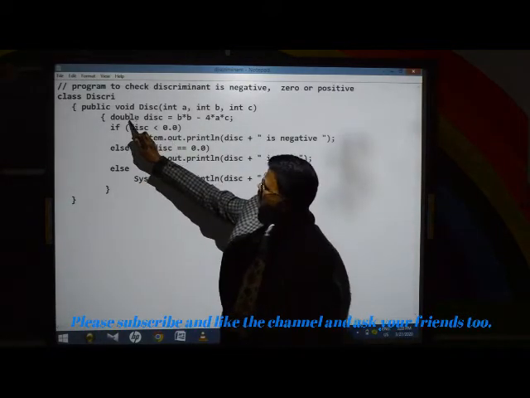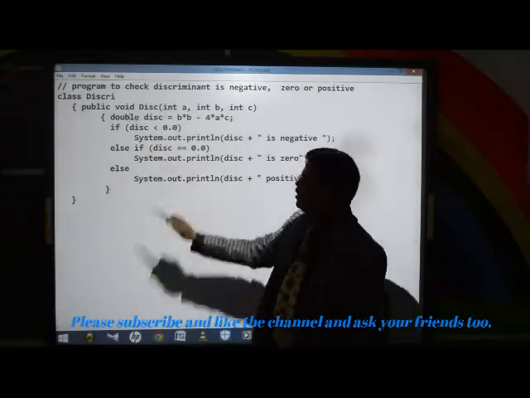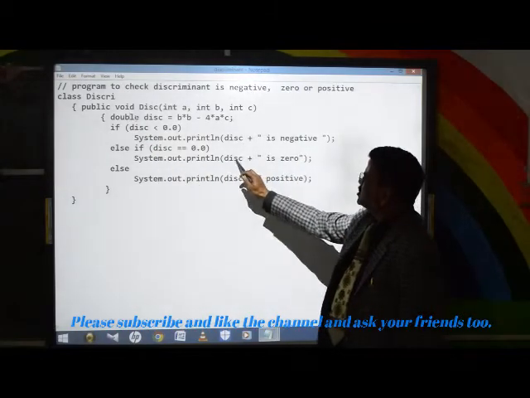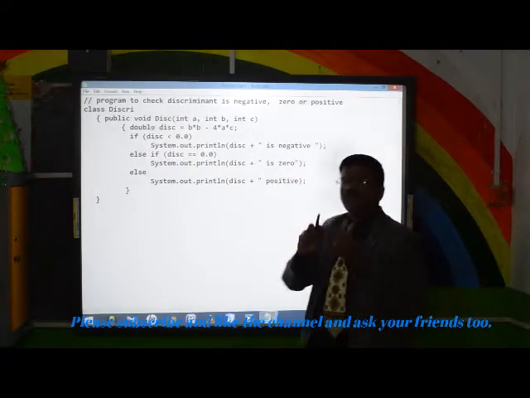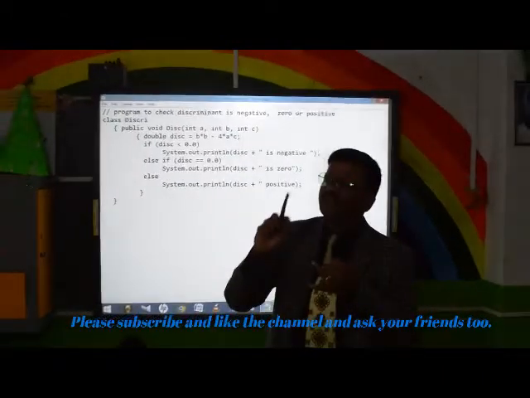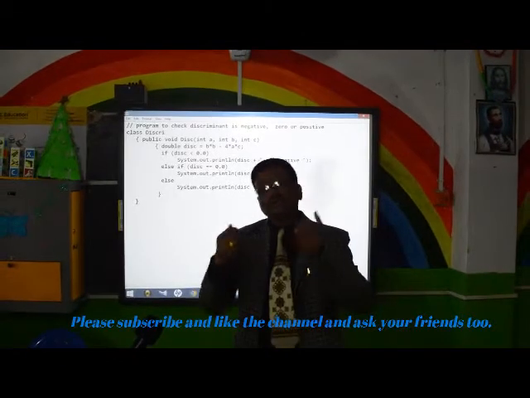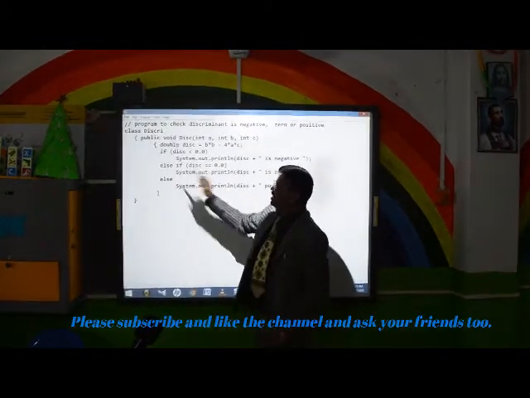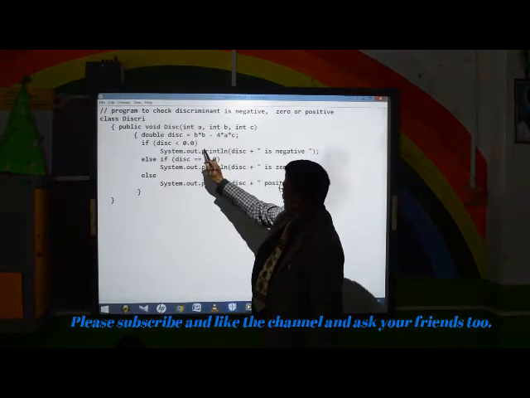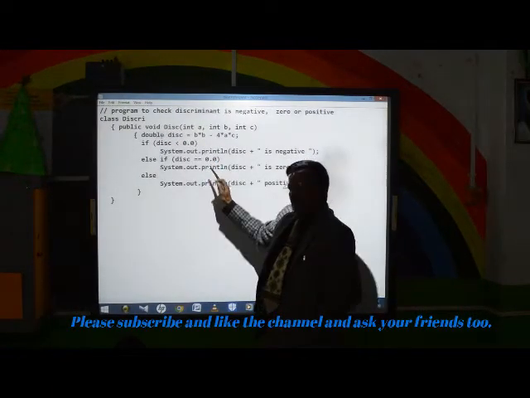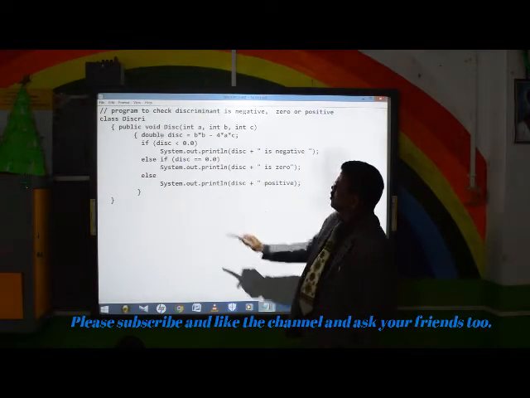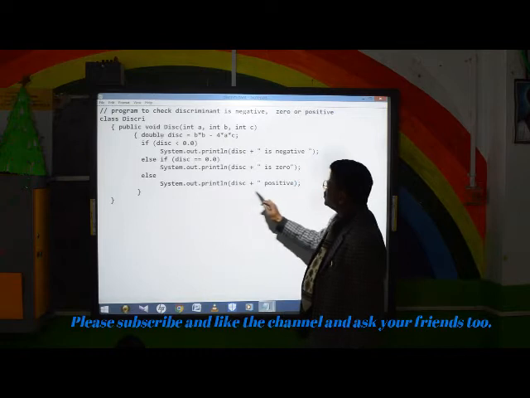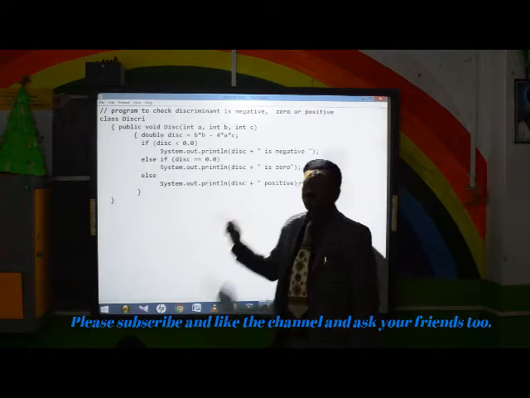Presume that after computation, the discriminant happens to be 0. Because the data type is double, if the discriminant is 0.0, then it says discriminant is 0. If it is not negative and if it is not 0, by default it is understood to be positive. For the third condition I am not checking, because it is not negative and it is not 0, it's understood it's positive.